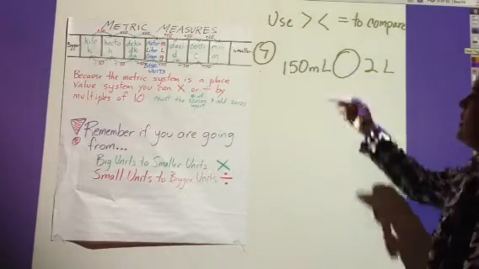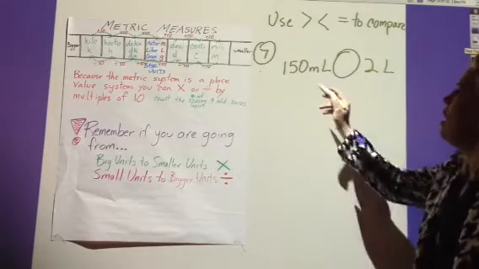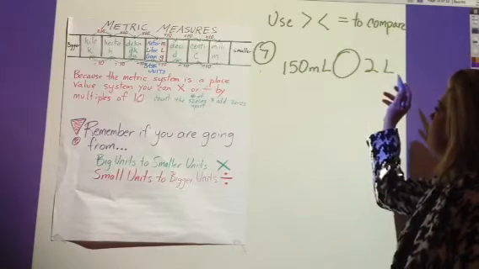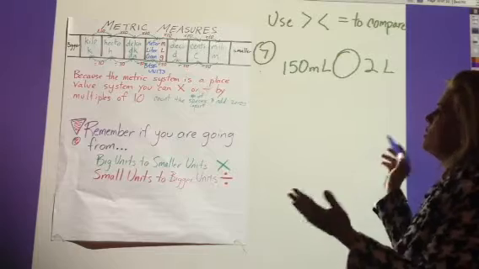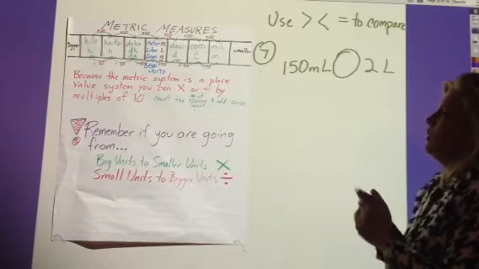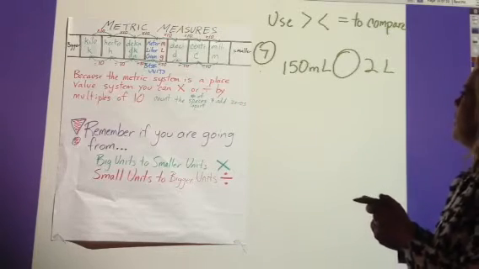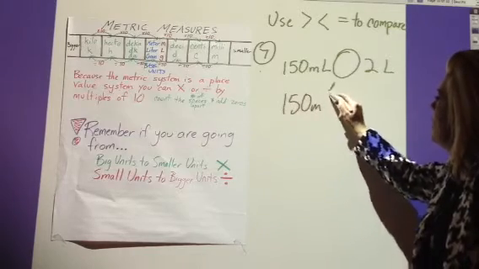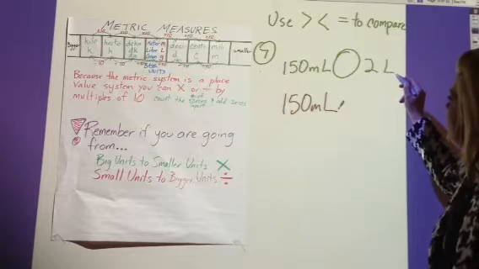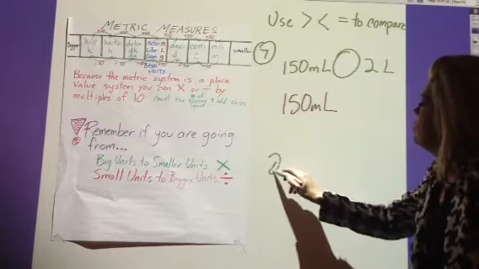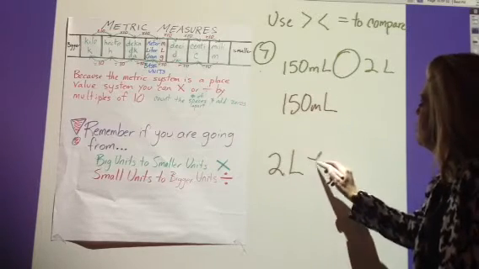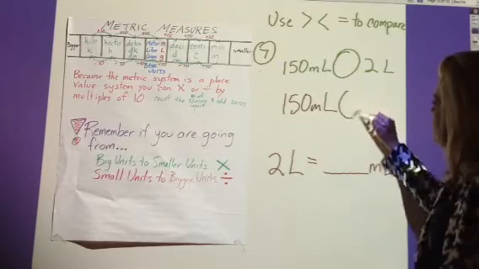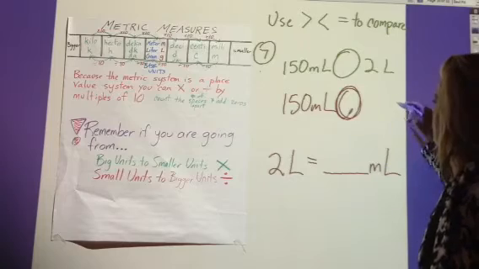Example number 7. Again, use those signs to compare. I have 150 milliliters over here, and I have 2 liters over here. Which one is bigger or smaller or whatever? So, again, I already have milliliters. I'm just going to leave that there, bring it down, and I'm going to convert my 2 liters into milliliters. I don't know how many milliliters before I'm able to really decide what sign goes there.